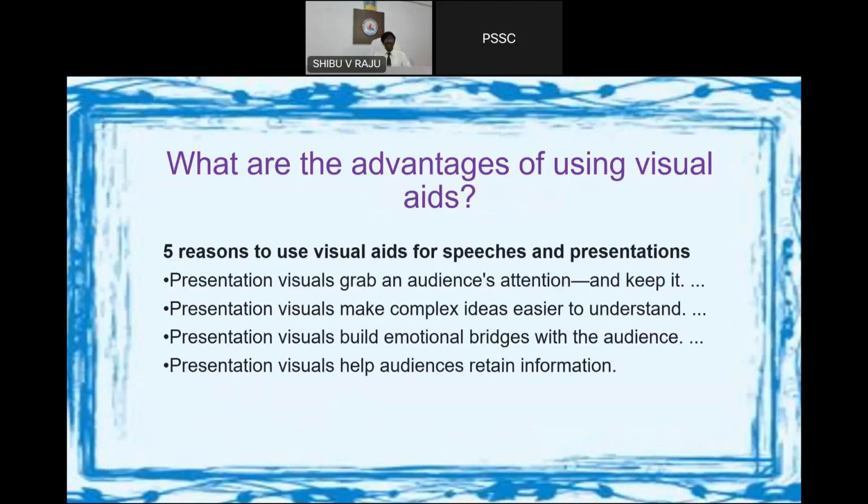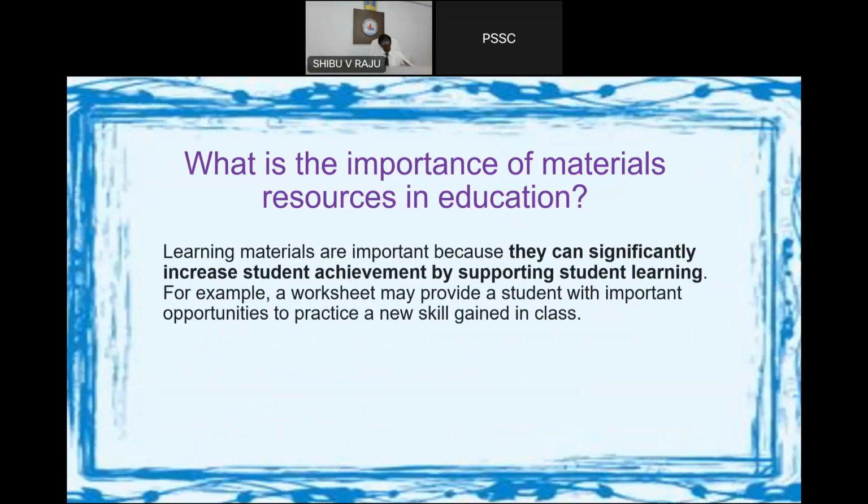So 4 reasons, not 5, 4 reasons. One, presentation visual grabs an audience, and presenting visually makes complex ideas, or it makes emotional bridges and helps the audience retain information and become interested also. The moment something is visual, yes, I want to get involved.